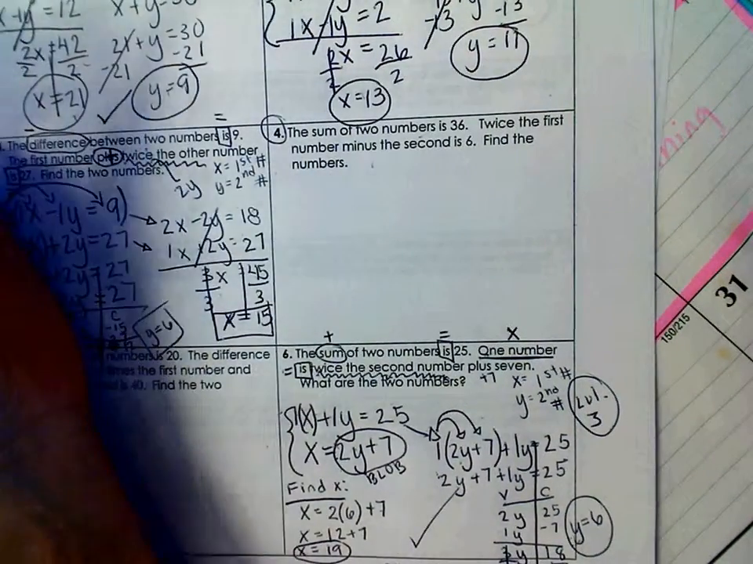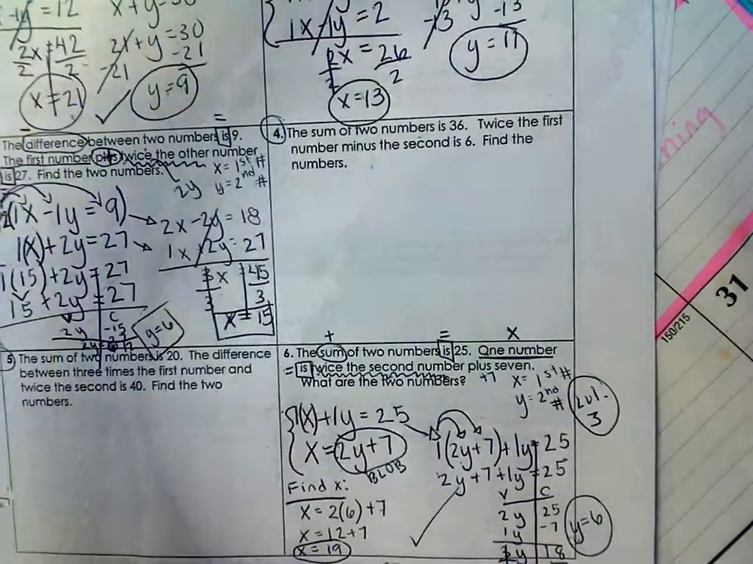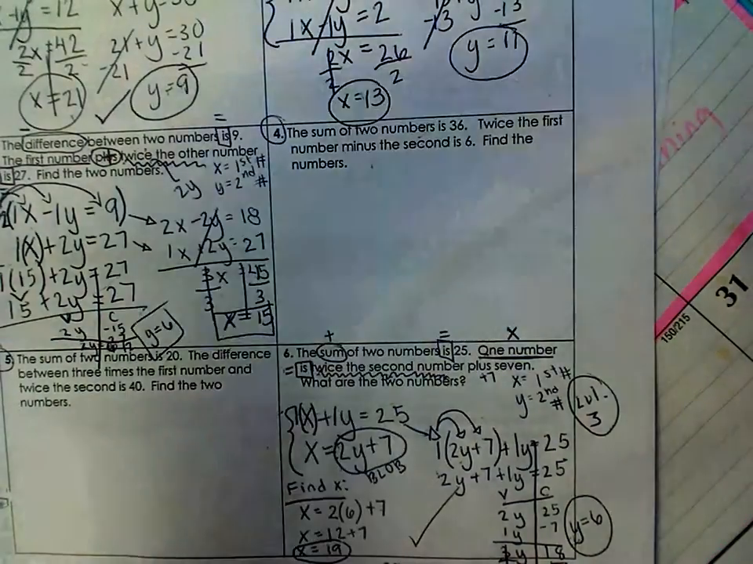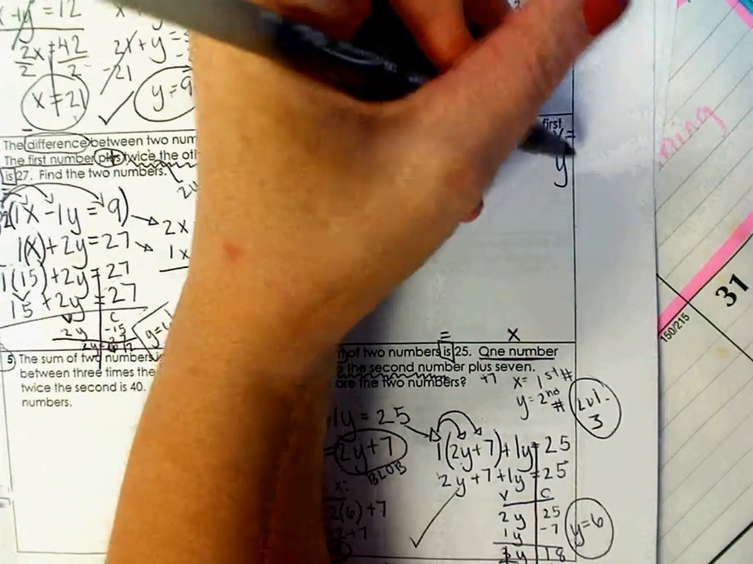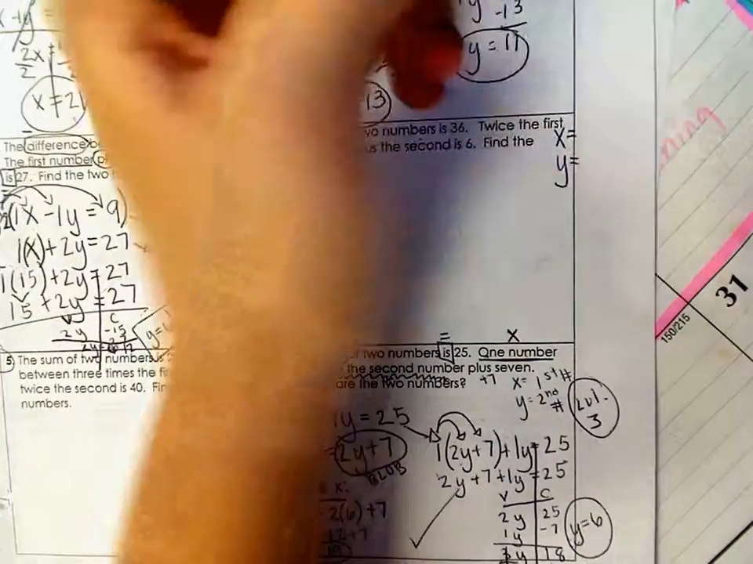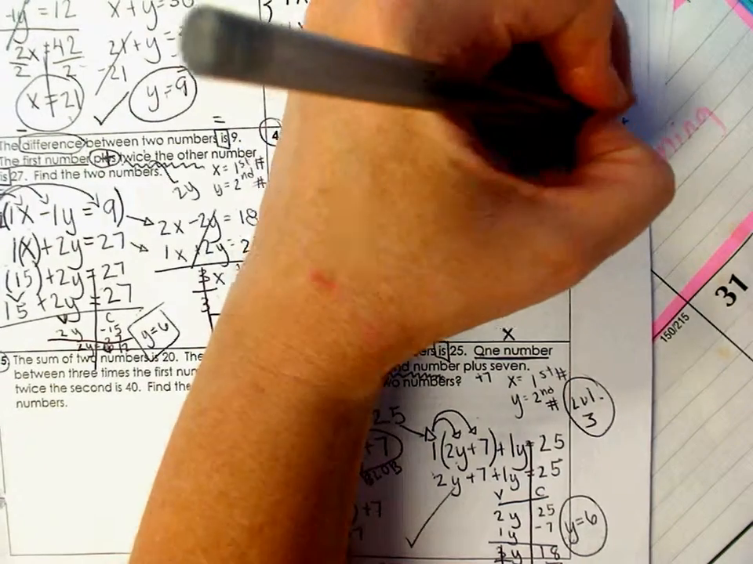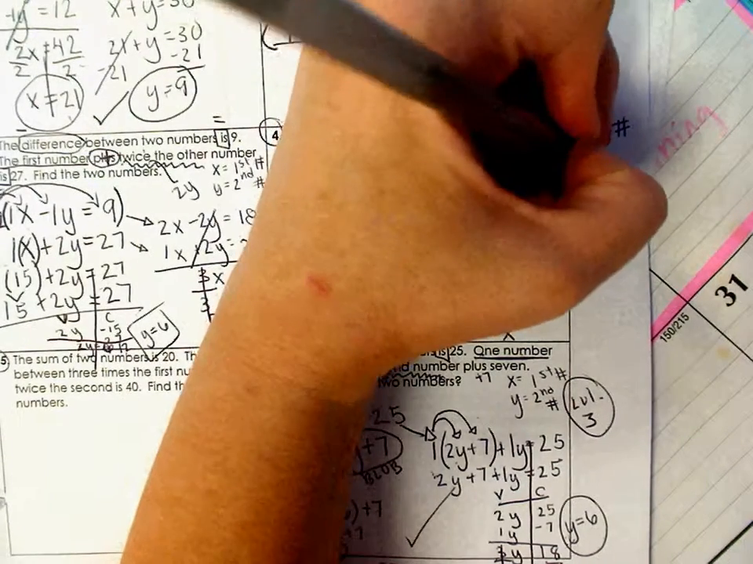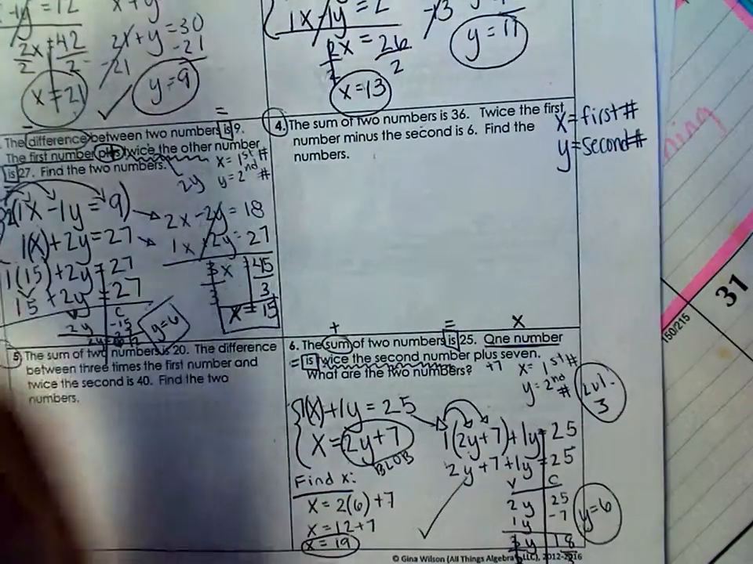So the first thing you want to do is always define your two variables. So I'm just going to choose to use x and y. And those letters will stand in for the numbers that I'm trying to figure out. So we'll make x the first number, and we'll make y the second number. Okay, so now let's write our system.